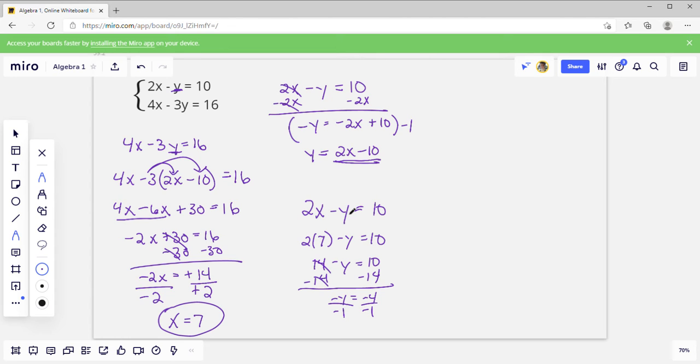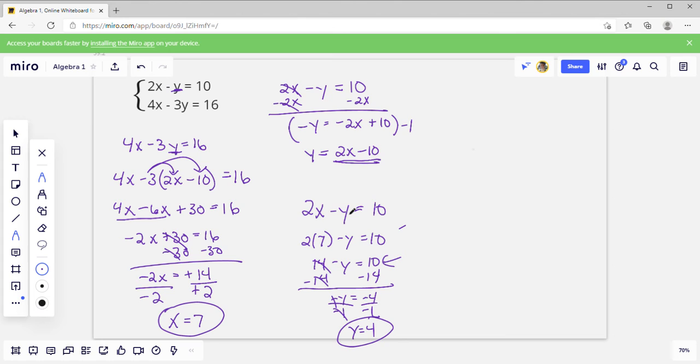That means that gets rid of those, so I'm just dividing by negative 1. Y equals 4. You could probably see that from right here. As soon as we got to here, and it said 14 minus y is 10. Well, 14 minus 4 is 10. So our y is 4.